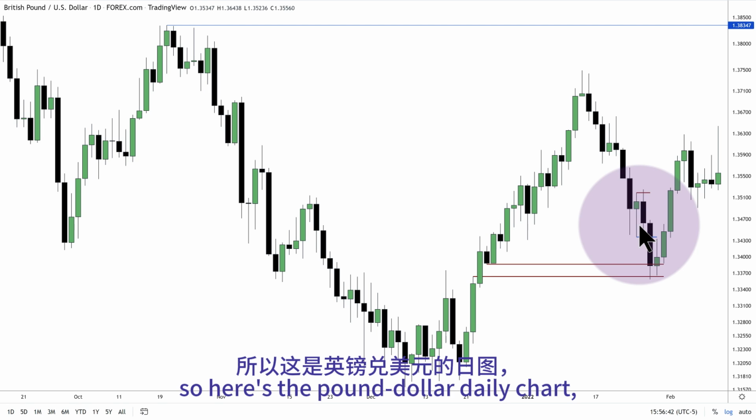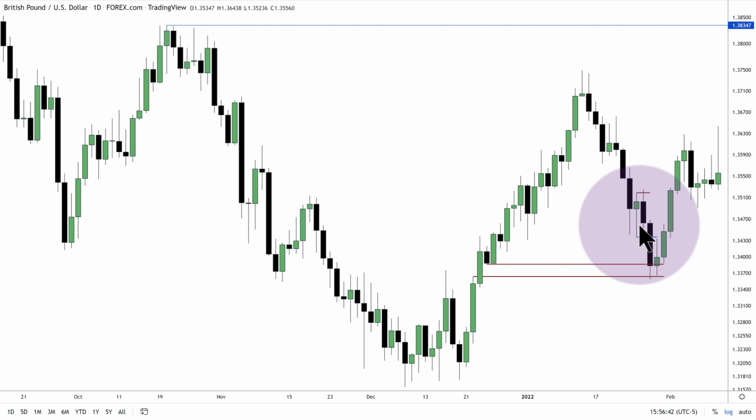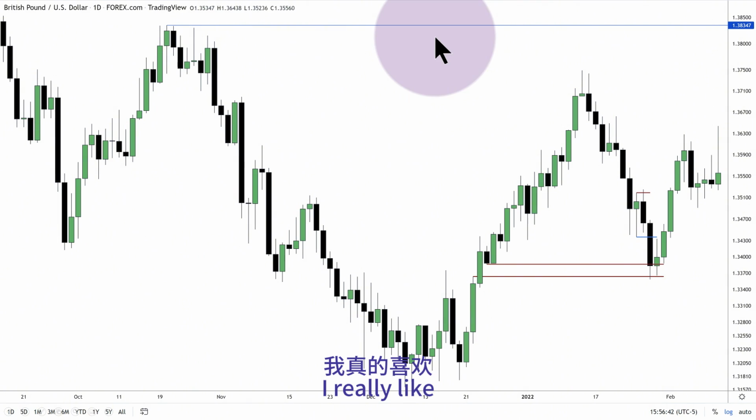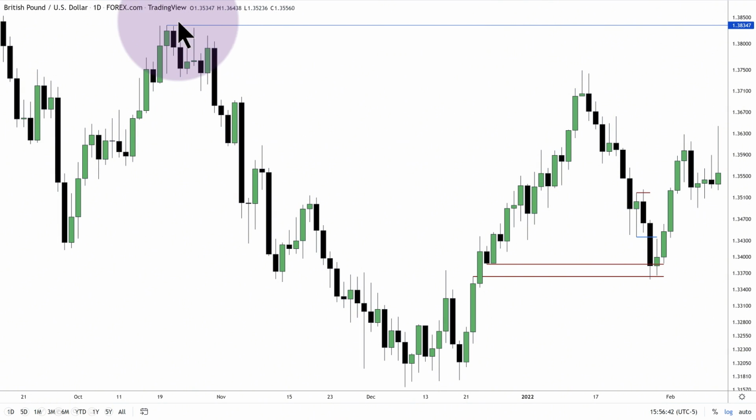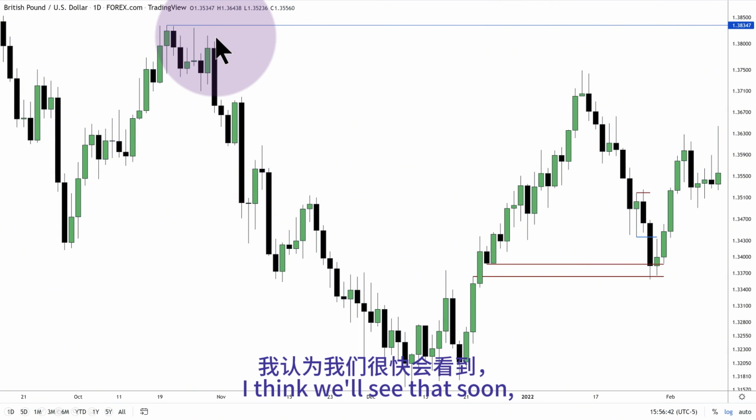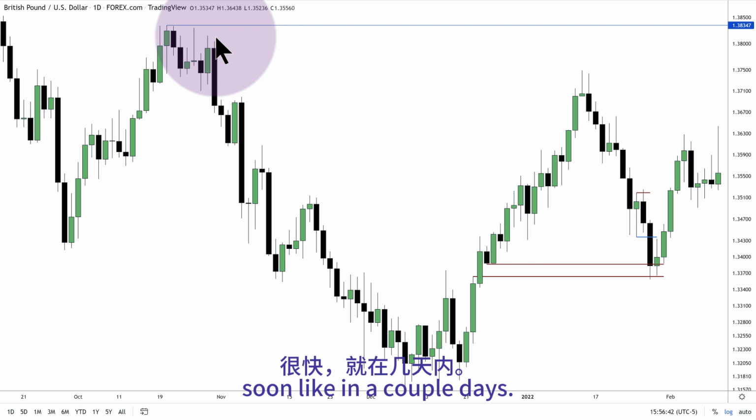All right, so here's the pound dollar daily chart, and it swept a little bit higher. I really like this area here. I think we'll see that soon. Soon, like in a couple of days.